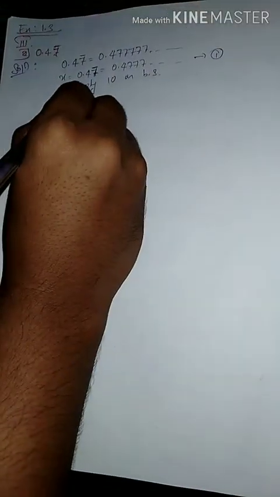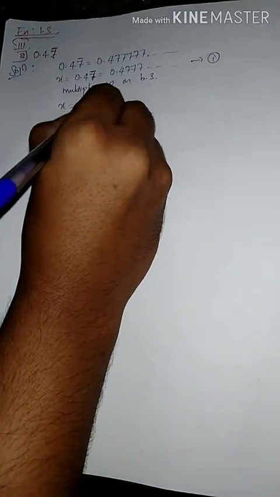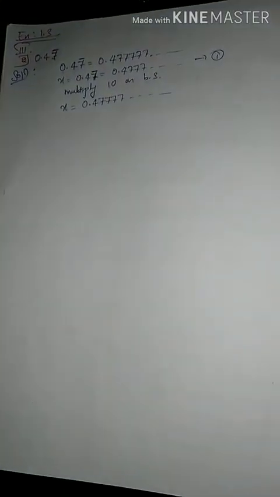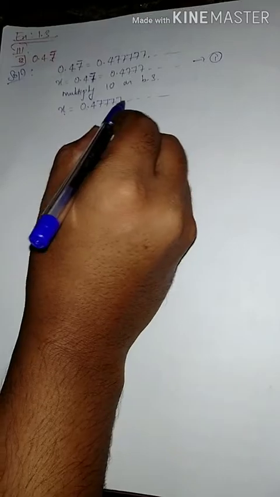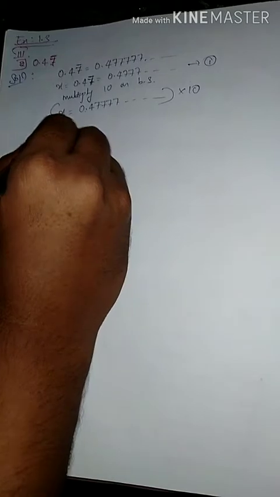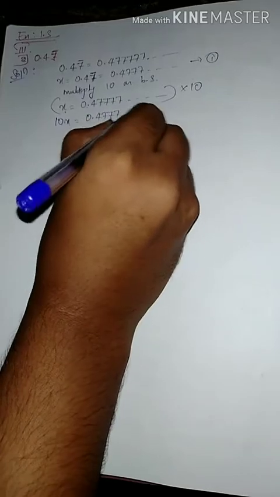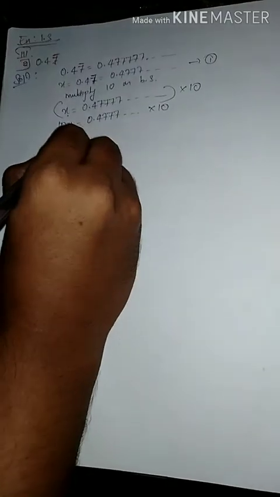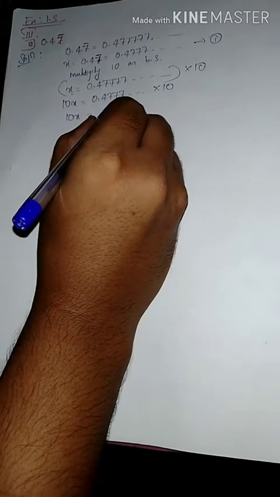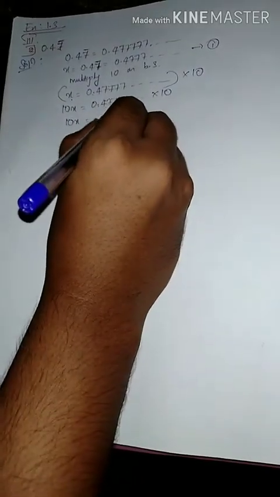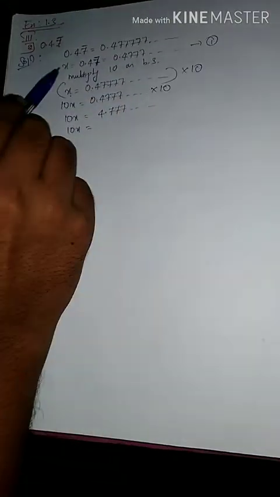Then equation number 1 becomes x is equal to 0.4777, and so on. Multiply by 10. So the LHS becomes 10x is equal to 0.4777, and so on, into 10, which is nothing but 4.777, and so on. So 10x is equal to 4.777, and so on, students, and we know that x is nothing but 0.4777, and so on.